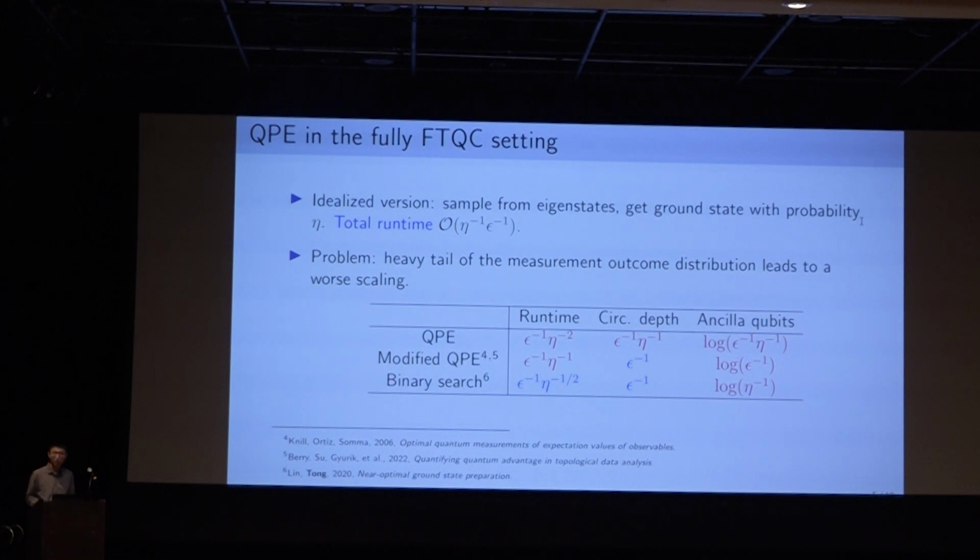So you might ask, what is the best way of doing it? And it turns out, if you want to look for the optimal algorithm for solving this problem, then you need to think of something other than phase estimation. So there is this approach proposed in a 2020 paper by Lin and myself, where we develop an algorithm based on essentially binary search that gives you a runtime that is like epsilon inverse times eta to the minus 1 half. So this is actually the best you can achieve, as guaranteed by the lower bound. And circuit depth is also optimal, but we still need a large number of ancilla qubits.